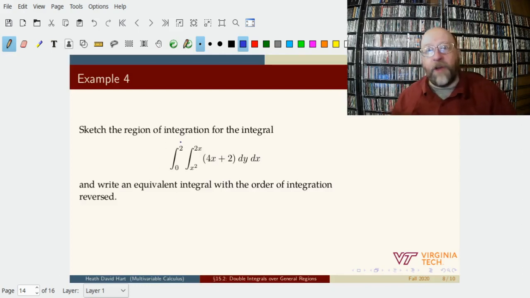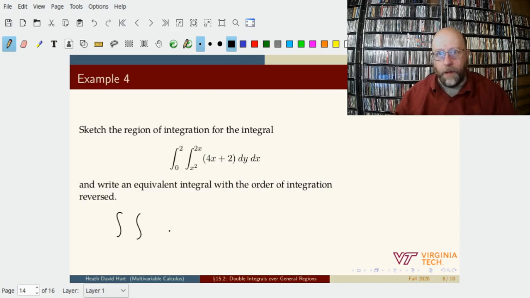Excuse me. So let's try this example here. We're going to sketch this graph, sketch this region, and then switch the order of integration. So we want to end up with something where we're integrating the same function 4x plus 2, but we're integrating in the order dx dy. All right. So let's draw what this is.